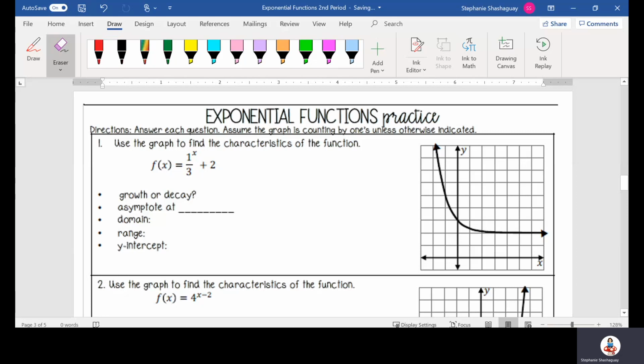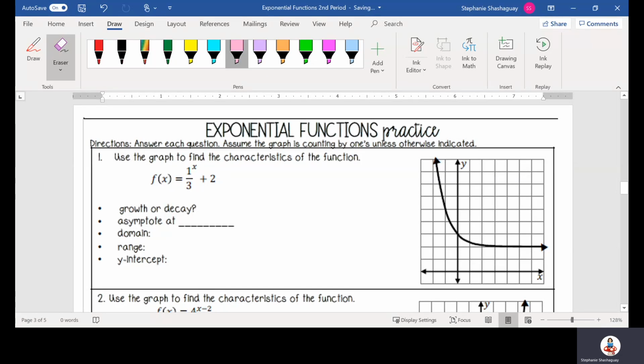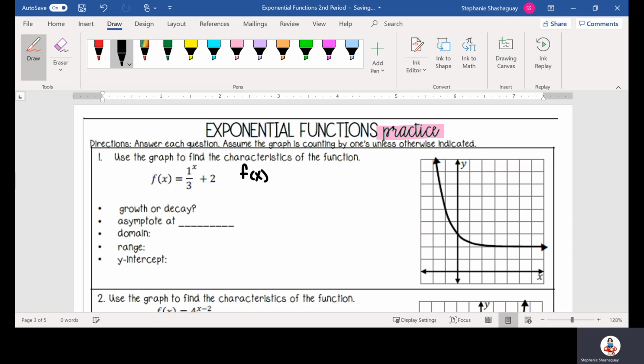All right, let's go over some exponential functions and let's practice. Use the graph to find the characteristics of the function. So the first thing I'm going to do is rewrite this function. f of x is equal to 1, because that's my automatic a if there's not an a listed, multiplied by 1/3 to the x power plus 2.